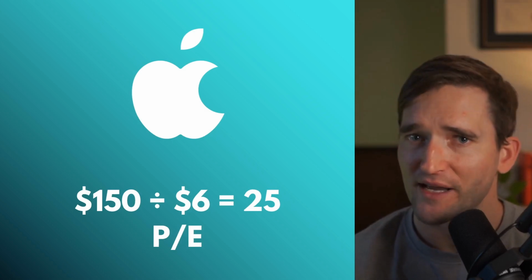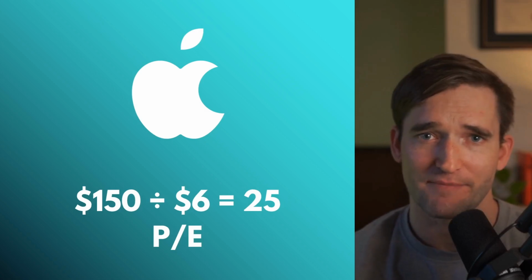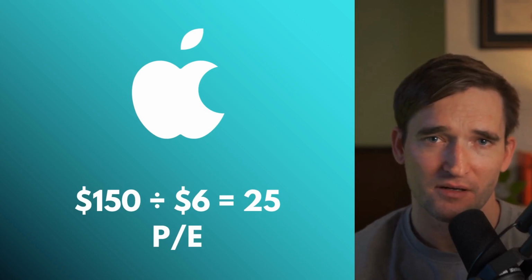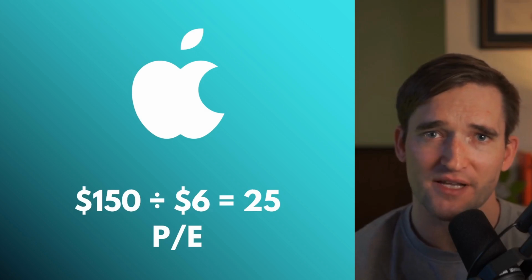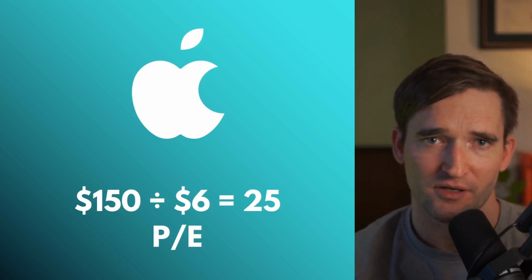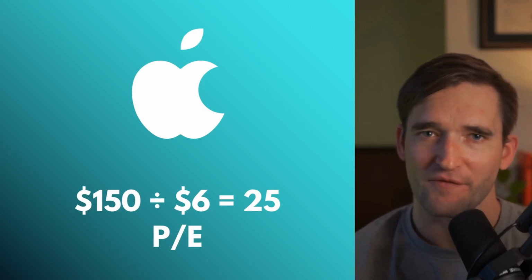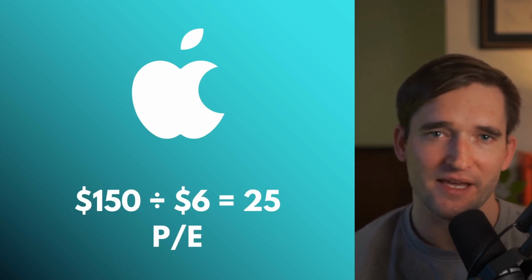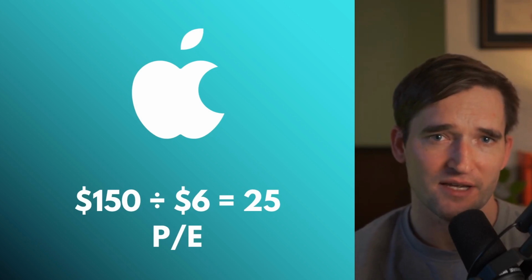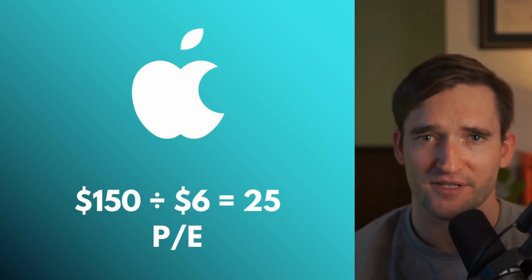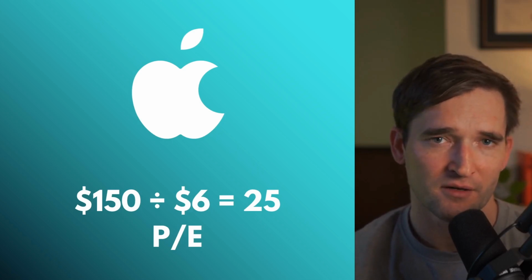First, let me explain what that 25 actually means for your money. A PE of 25 means you're paying 25 times Apple's current annual earnings for the stock. Think of it like this. If Apple never grew and kept making exactly $6 per share forever, it would take 25 years for your investment to pay for itself through earnings.